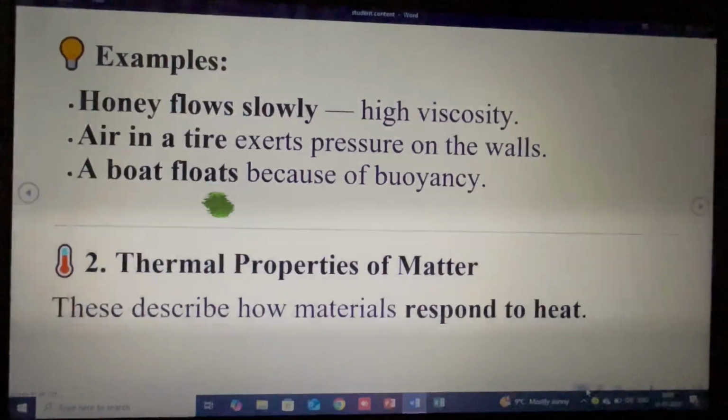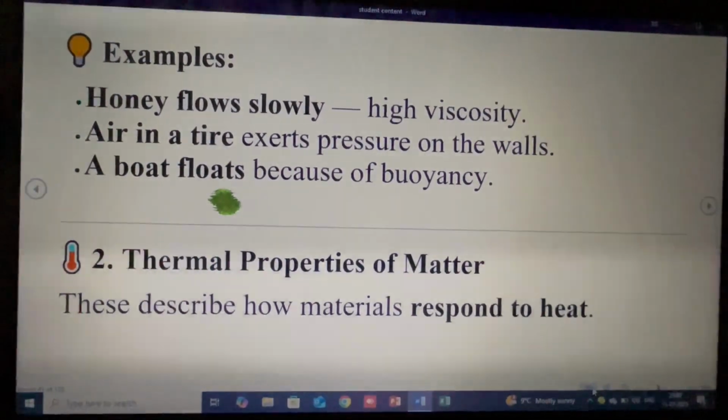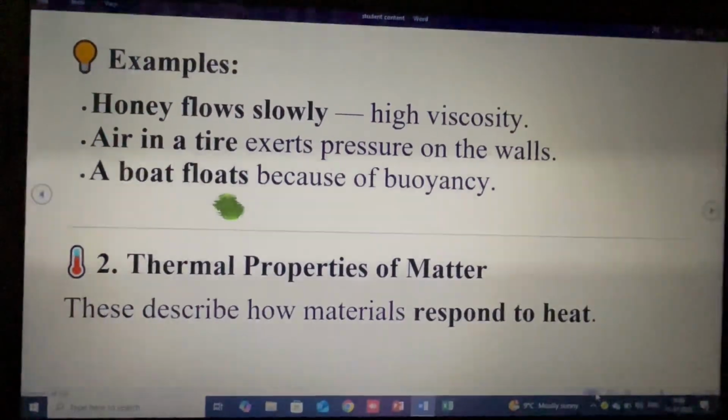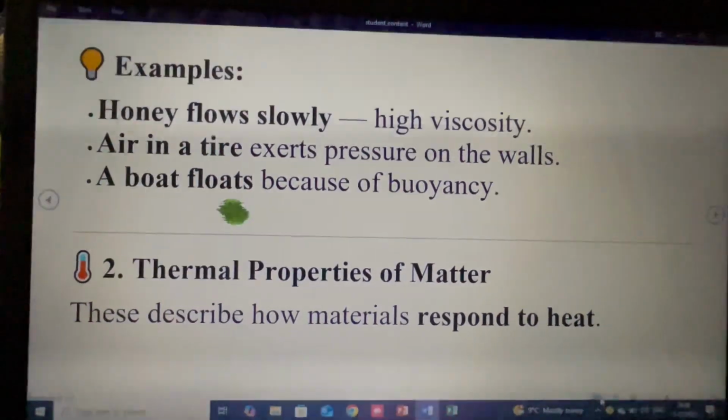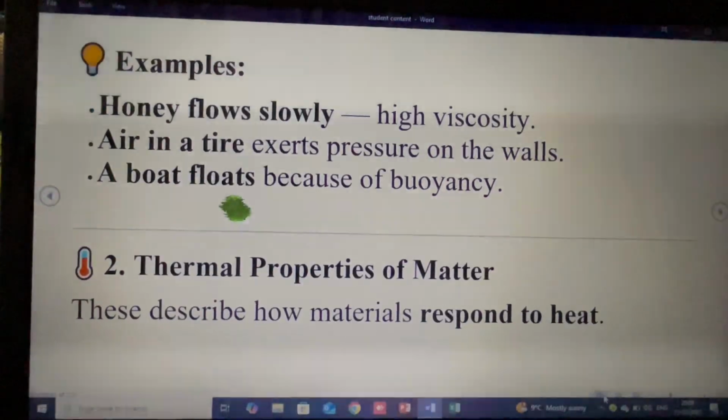For example, honey flows slowly, it has high viscosity. In this, air in a tire exerts pressure on the walls. Third, a boat floats because of buoyancy.